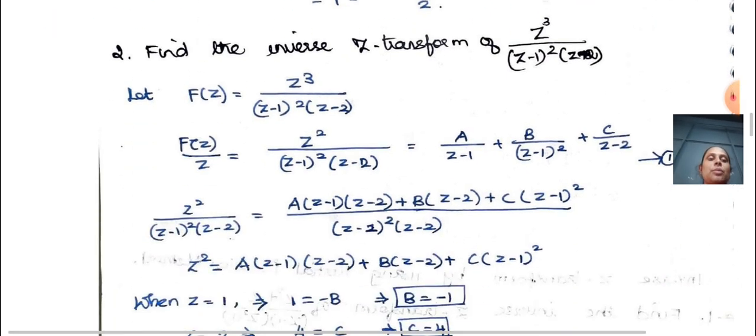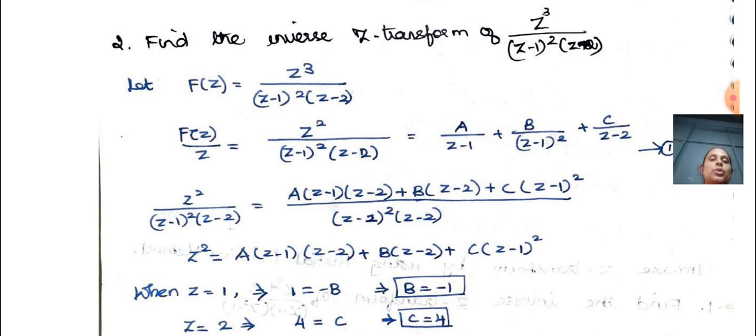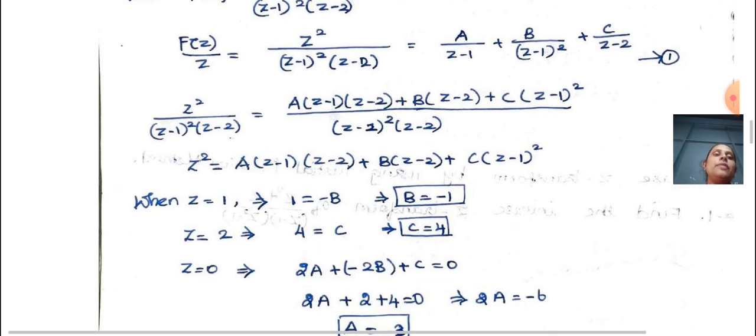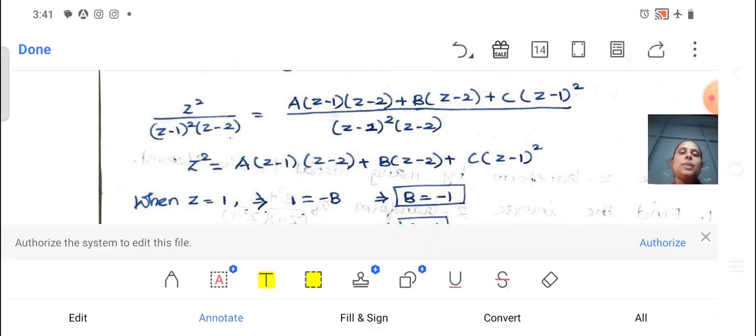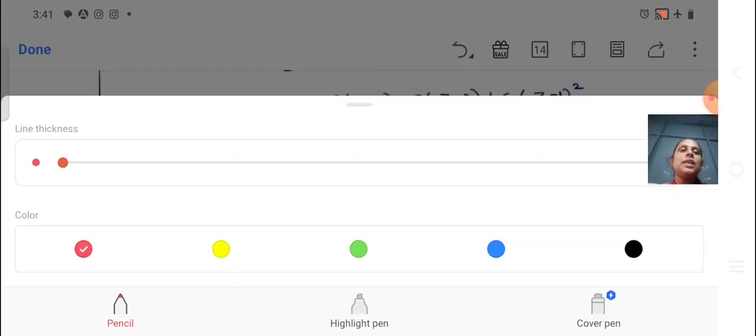Next, taking the LCM on both sides, the left hand side is z², and the right hand side is A(z − 1)(z − 2) plus B(z − 2) plus C(z − 1)². The denominators on the left and right sides cancel, so one equation occurs. In this equation we substitute the z values: 1, 2, and 0. Then we get the values of A, B, and C.